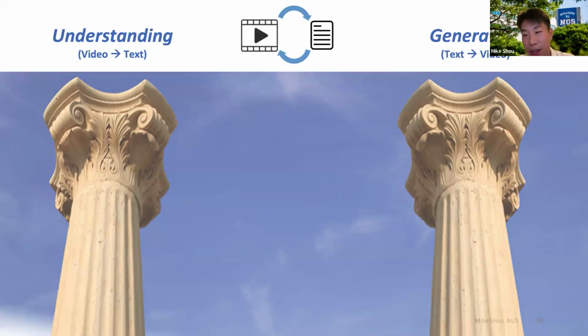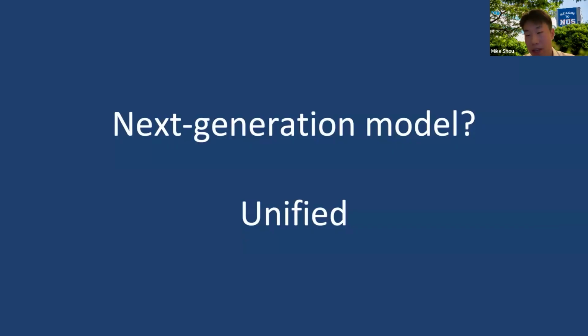But as human beings, with one single brain, we can do both understanding and generation. So how can we improve the interplay between these two tasks? And what does the next generation model look like? It may actually be a unified model that can do both understanding and generation.